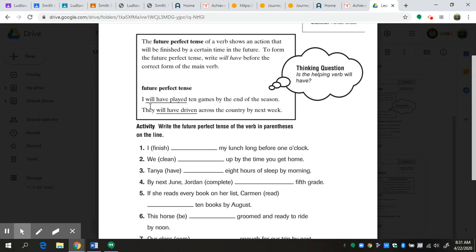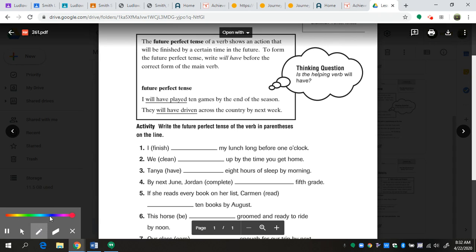So let's look at the examples they give us. I will have played 10 games by the end of this season. Will have is in the future tense. Remember, we use will to indicate something has not been fully completed yet. And our main verb is in the past tense, played. I will have played 10 games by the end of this season. The second example, they will have driven across the country by next week. Once again, drive is not drived in the past tense, so that is why it is a little bit different in the present or future perfect tense.